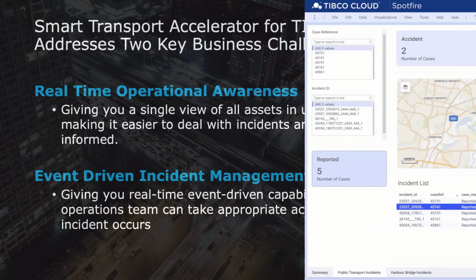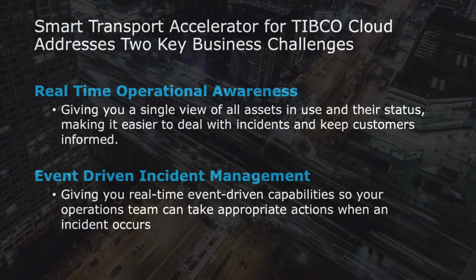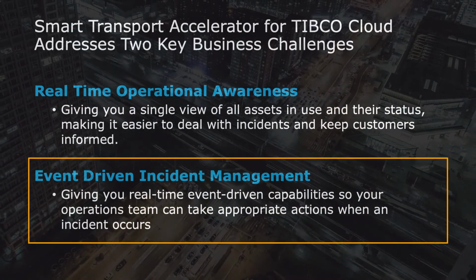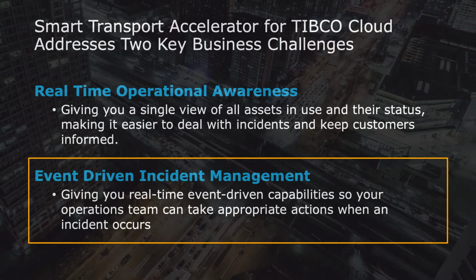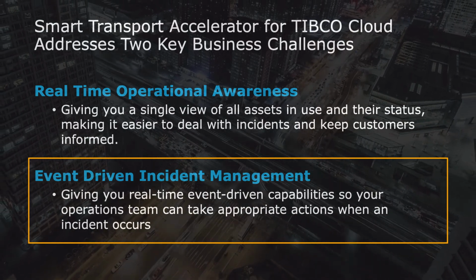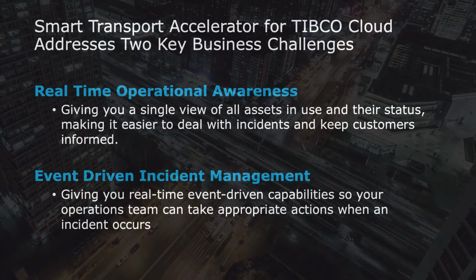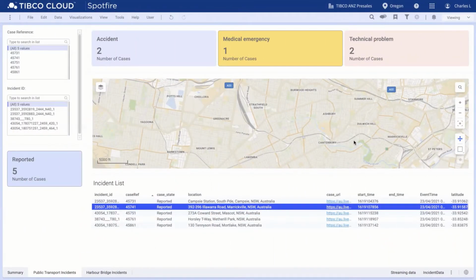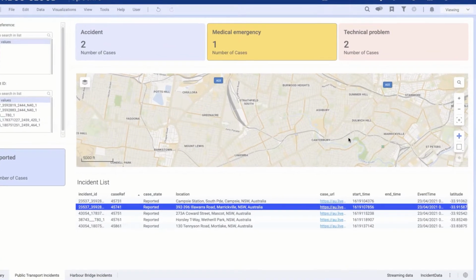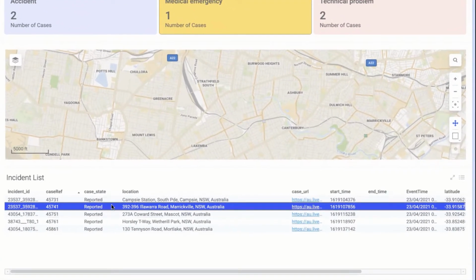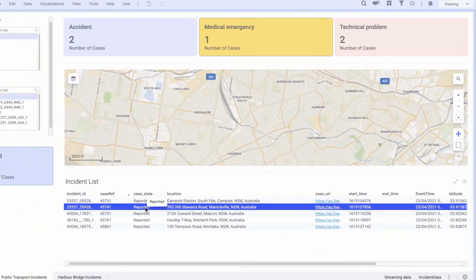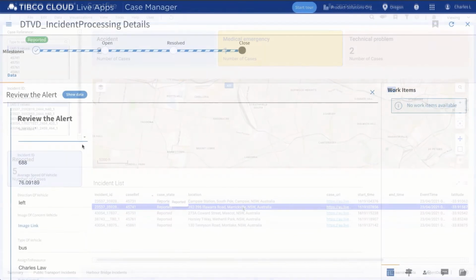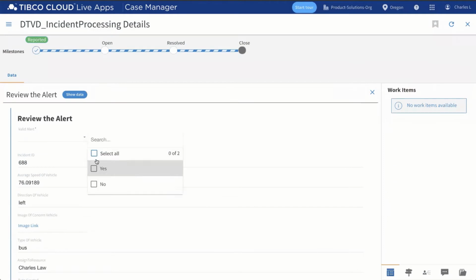The second main challenge that it's designed to solve is around incidents and the management of incidents using event-driven integration patterns. So when an event happens, whether it's a breakdown or a medical emergency, the system can pick up that event and trigger something. It might trigger a case in a case management system, as you see here, and that would allow your operational team to, for instance, validate that it's a real issue and then escalate it as appropriate.